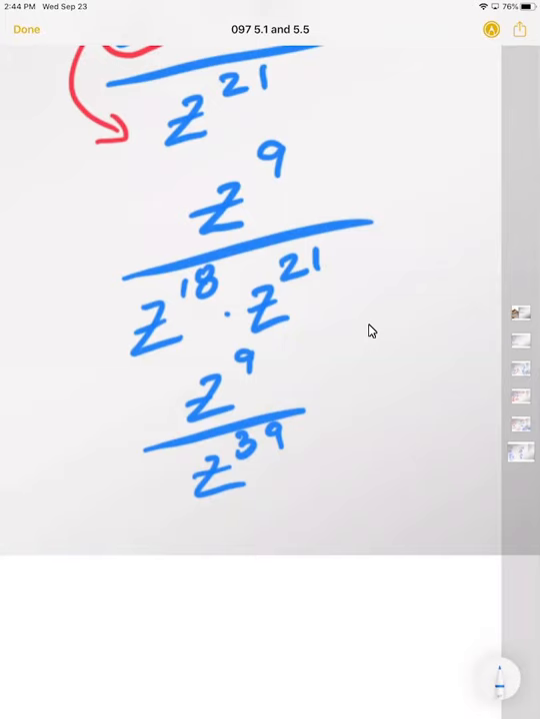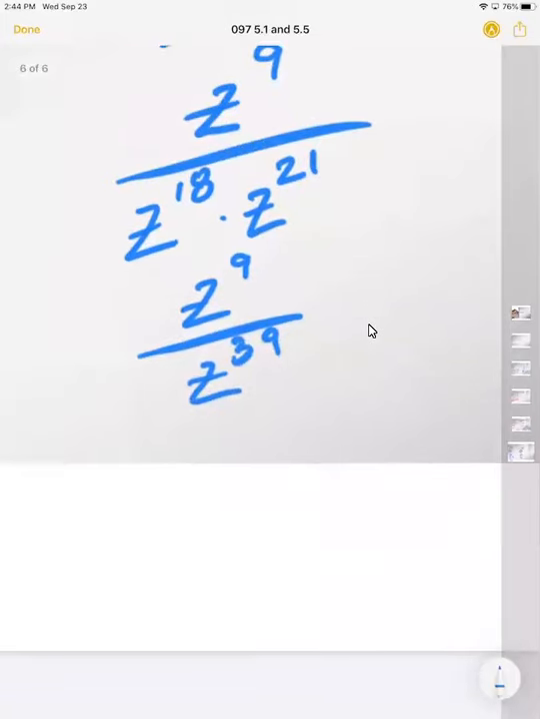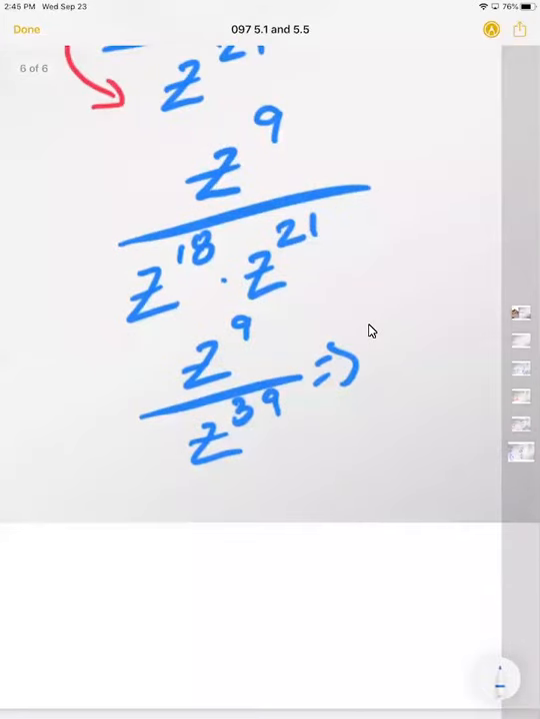You agree that because we have a division, and if it's division, we need to subtract? Agree? A small reminder: what the division rule tells us to do is take 9 minus 39. And 9 minus 39 will give me a negative 30.